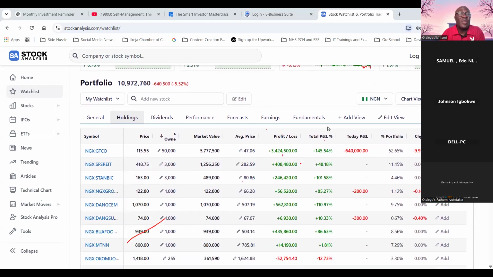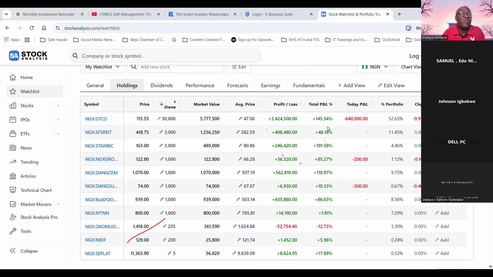So anybody want to tell me one major problem with my portfolio? Nobody is picking it up. Okay, let me tell you. There is only one problem, but I'm managing it. If you look at the stocks that I have, Gitco, I have 50,000 units. And the rest of them, 3,000 units, 3,000, 1,000, and there are others that are less than 1,000 units.